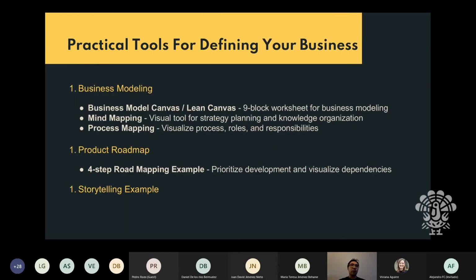So the practical tools, we mentioned modeling, roadmap, and storytelling. In modeling, I'm introducing three types of modeling. One is called the business model canvas or lean canvas. I don't know how many have heard of those. Perhaps we can do raise hands if you like.